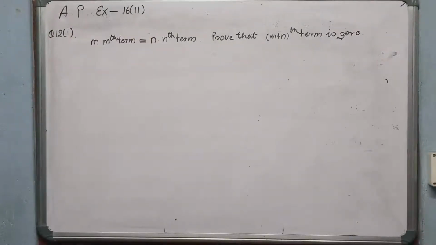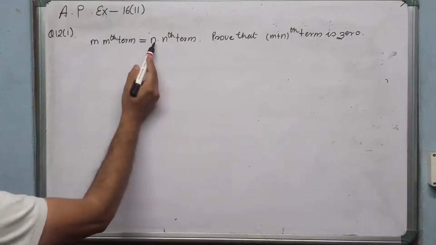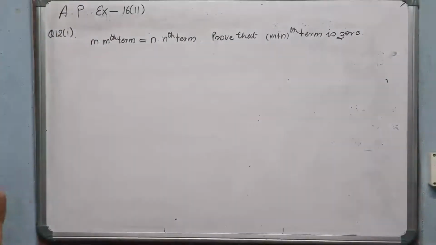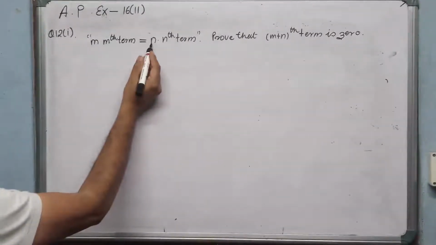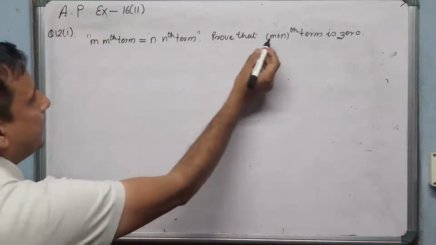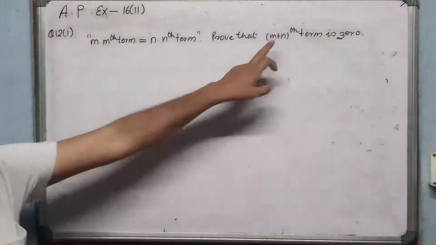Dear student of class 11, in this video also I'll continue with AP exercise 16, question number 12.1. Now the question is: m times the mth term is equal to n times the nth term. This is given. Prove that the (m plus n)th term is 0. This you have to prove.